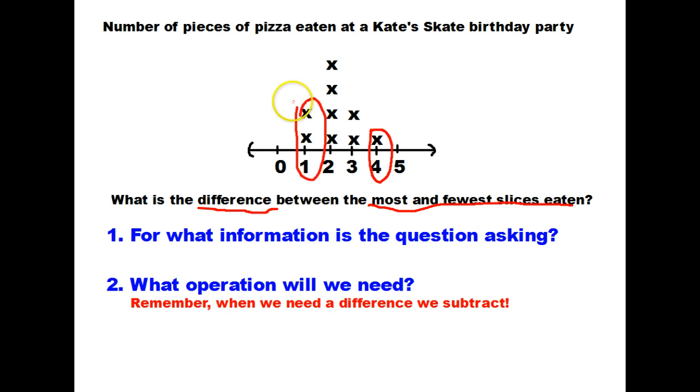1. So now I need an operation. I got to choose whether I'm going to add, subtract, multiply, or divide. But it's pretty simple because it's right here in the question. It says difference. And remember, when we need a difference, we're going to subtract. So I need to simply subtract 4, take away 1, and the difference between the most and fewest slices eaten is 3. The kid who ate the most ate 4, the kid who ate the least ate 1. The difference between them is 3.